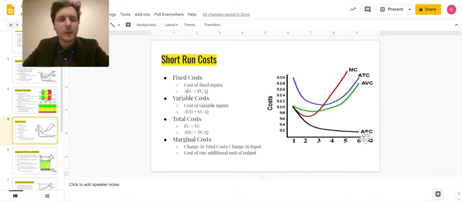Right? So it's always going to go down towards it, but it's never going to hit zero because even if I divide my $200 of fixed cost by 1,000,000, it's still going to be greater than zero. Right? An average can't be zero or negative. All right, so that's average fixed cost.